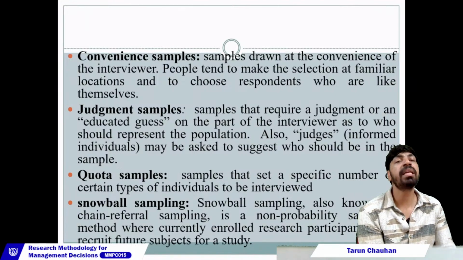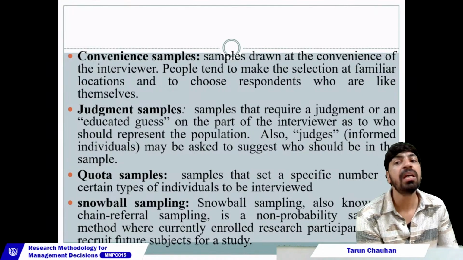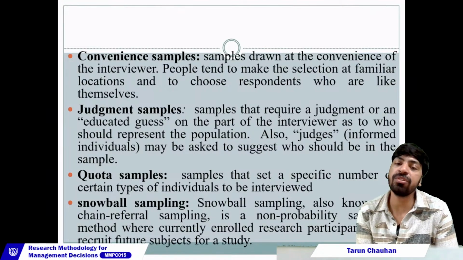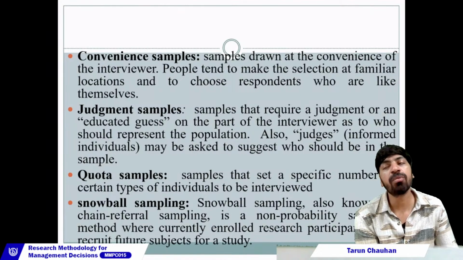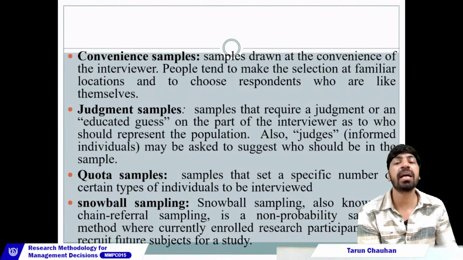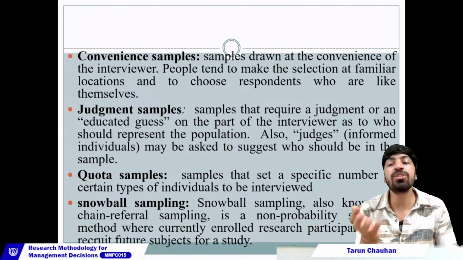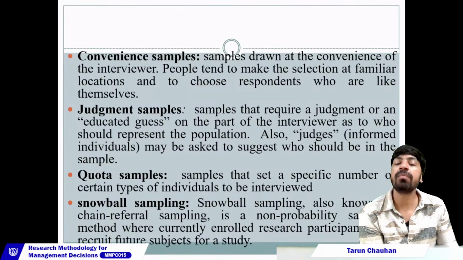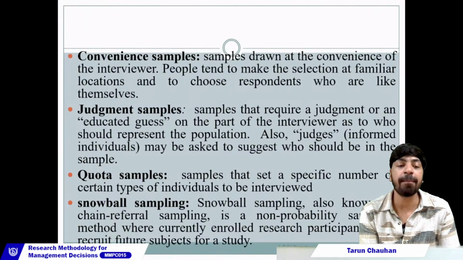So judgment sampling is a process where the sample is collected according to the judgment or educated guess on the part of the particular interviewer who represents the entire population. Here the judges are also called informed individuals, who may be asked to suggest who should be in the sample. So that's called judgment sampling.